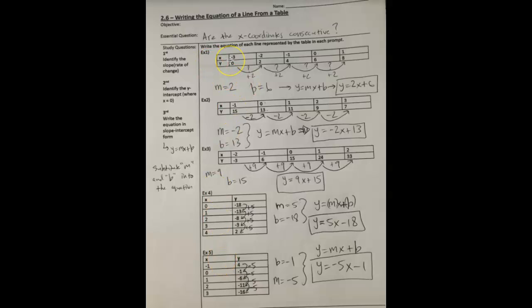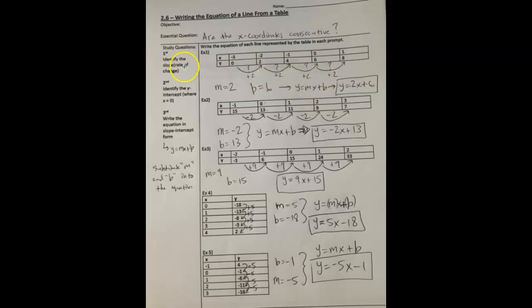So again, the fact that the x values are consecutive just means it doesn't go 1, 6, 8, 3 or 1, 10, 2. It doesn't skip around. The numbers are consecutive integers. So the fact that they're consecutive allows me to then move to the y coordinates and see how they're changing.